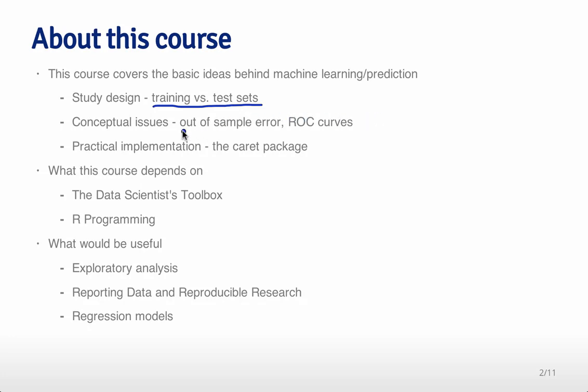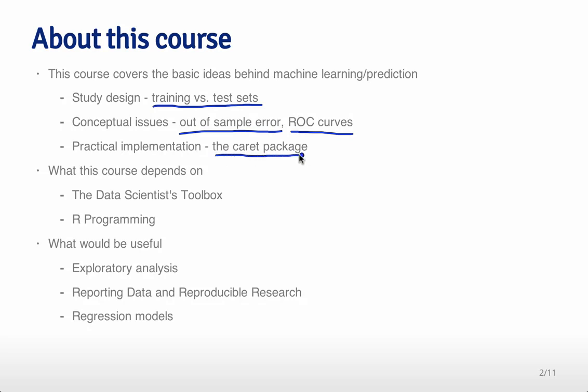Then we'll talk about conceptual issues like out of sample error and overfitting. So you might have heard of the fact that some models are maybe a little too tuned to the noise and so won't predict well on a new sample. And so we'll talk about how you prevent those sorts of problems. We'll also talk about things like ROC curves, or methods for evaluating predictors, for deciding whether a predictor is any good or not. And we're going to be focusing a lot on the practical implementation of these machine learning algorithms and also these more conceptual issues in R.